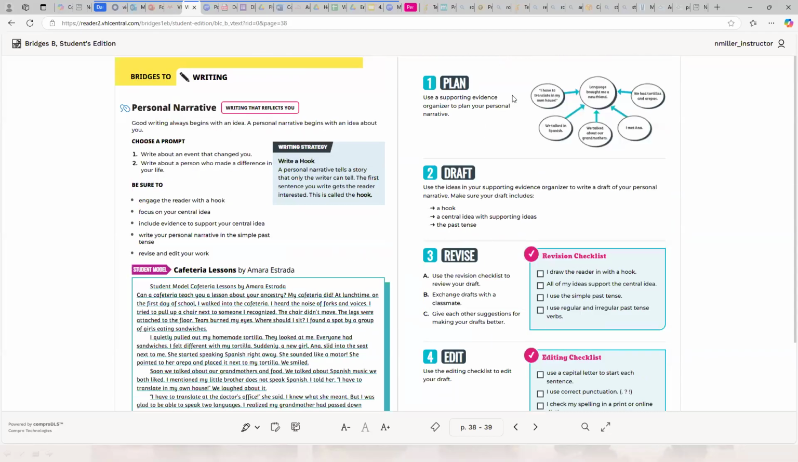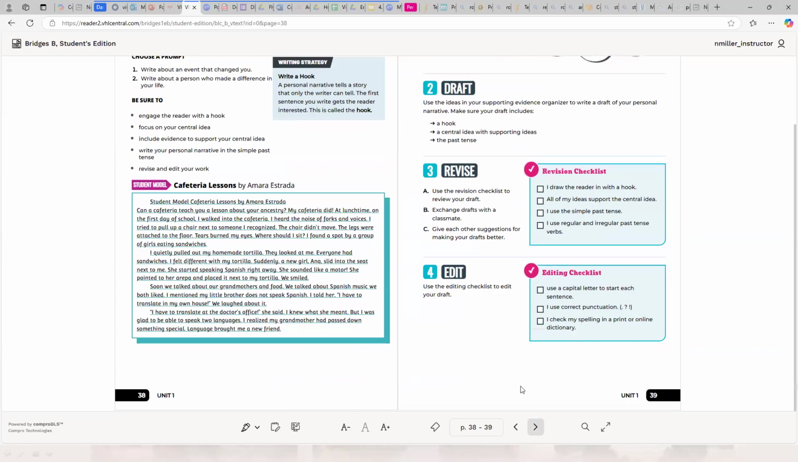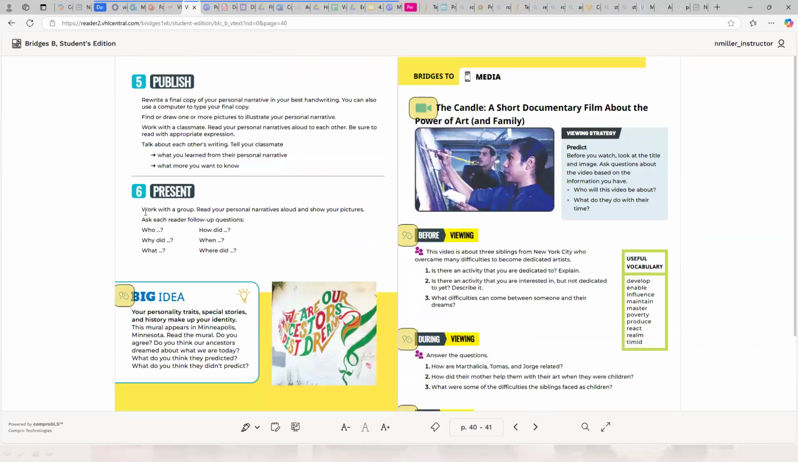And of course, we're working through our writing process, doing that supporting evidence. We're drafting, revising, editing, and of course, they're going to end up publishing and then presenting. I love the idea of having our MLLs present, and the higher level thinking that goes into that, as well as the practicing English that goes into presenting.